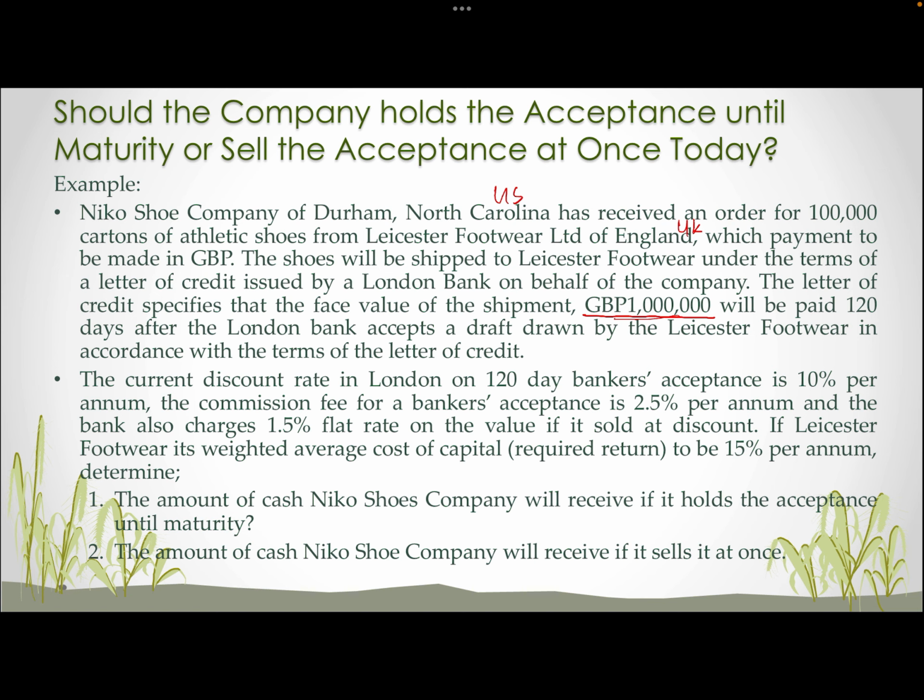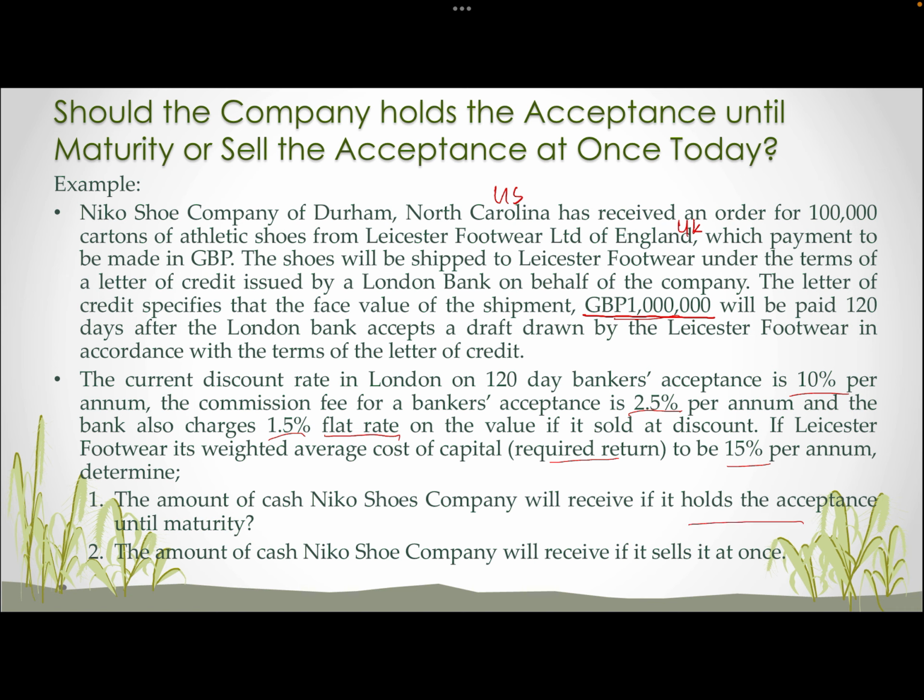Alright, next, the current discount in London on 120 days banker's acceptance is 10% per annum. The commission fee for a banker's acceptance is 2.5% per annum. And the bank also charges a 1.5% flat rate on the value if it's sold at discount. If Leicester Footwear's weighted average cost of capital, or required return, is 15% per annum, determine the amount of cash Nico Shoe Company will receive if it holds the acceptance until maturity.